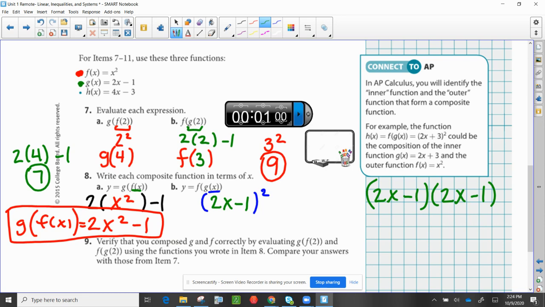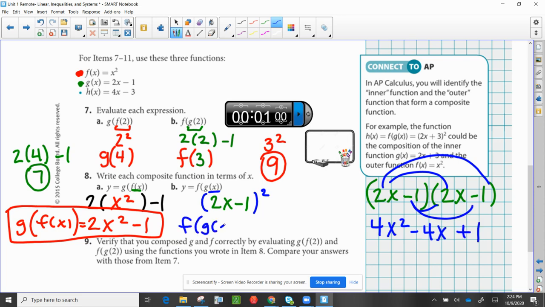So we actually have to multiply this polynomial out. So 2x times 2x, that's 4x squared. 2x times negative 1 gives me negative 2x. And another negative 2x gives me negative 4x plus 1. So that's this function. So that one actually had a little bit more work than I thought it did. So there's that final answer.